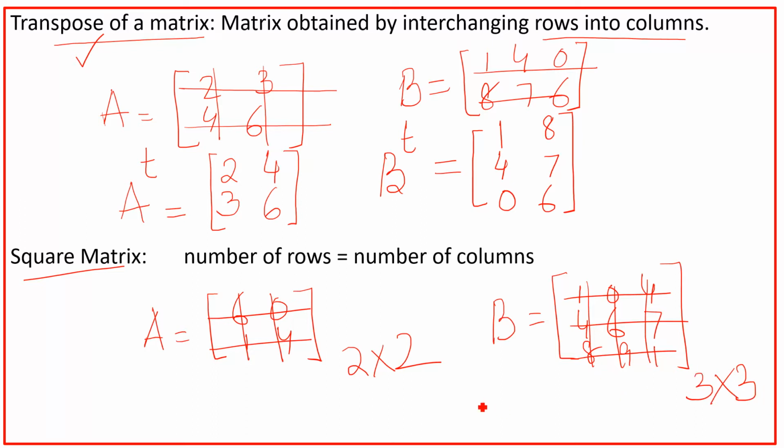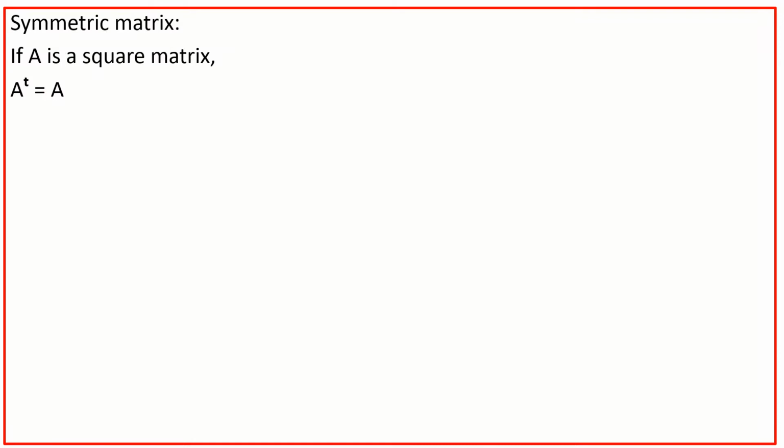The number of rows is equal to the number of columns. If we have a matrix like this, where the number of rows is 2 and the number of columns is 1, this is not a square matrix. So the transpose of a matrix means just converting rows into columns, and a square matrix means the number of rows is equal to the number of columns. Now we will use another term here.